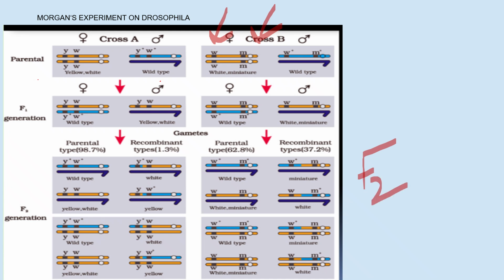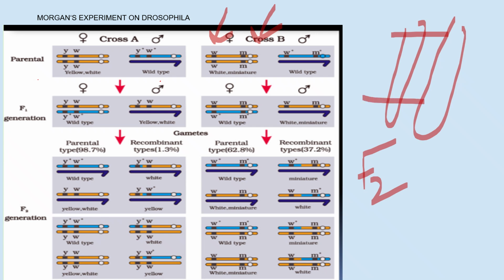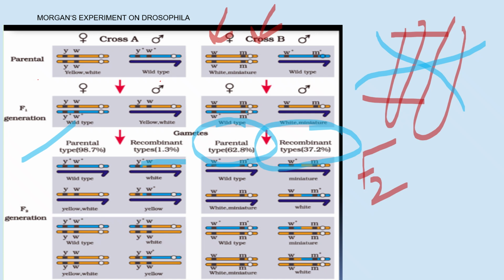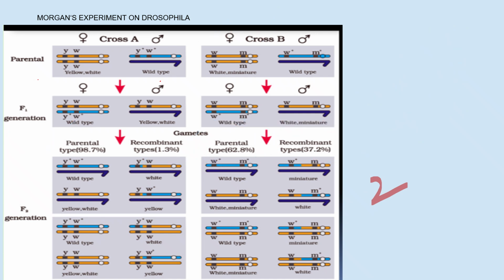In the F2 generation, you can see, since these two genes are quite far away, they can easily have crossing over between them, right? So they can easily cross over. So we have parental combination 62% as compared to 98% here, and recombinants, the new combinations, are 37% against this 1.3. So these two genes are far away, तो इनमें linkage भी कम है. So they are recombinant genes, or the genes showing less linkage.